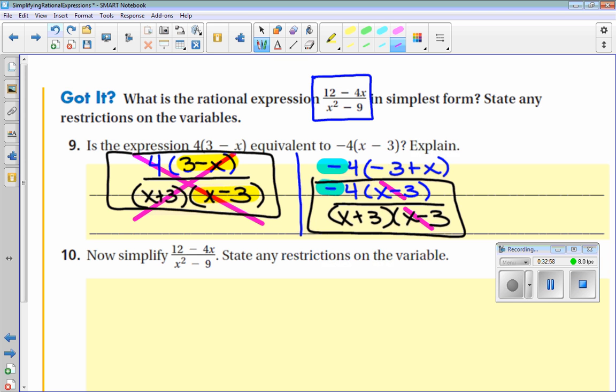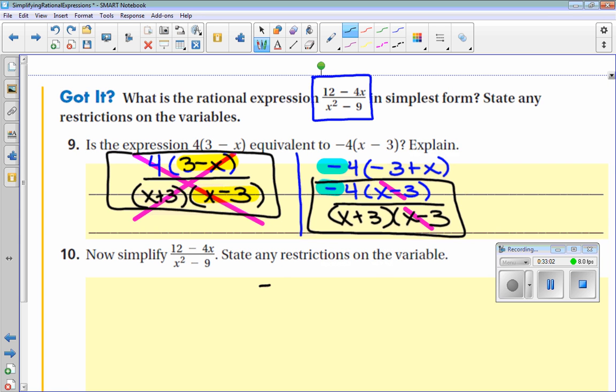So when I'm done canceling my common factor, isn't this the final answer? I have a negative 4 left in the numerator, and I have an x plus 3 left in the denominator. Good.